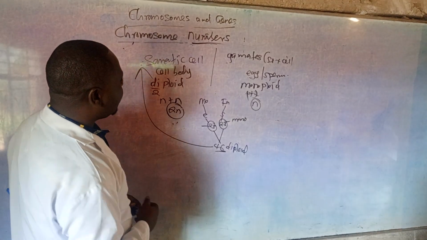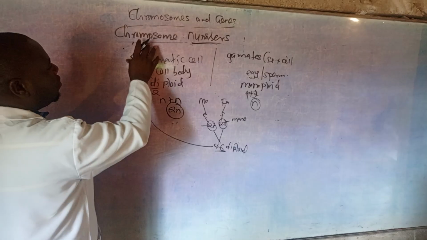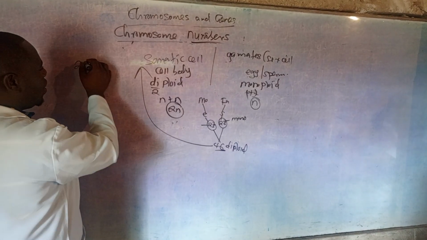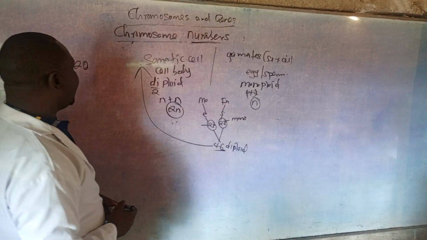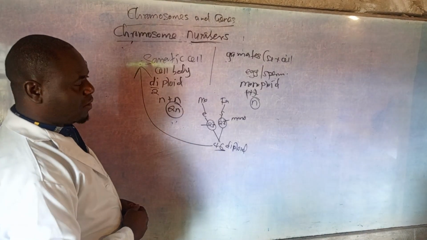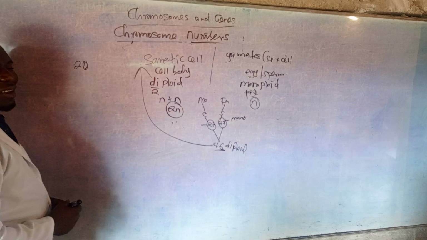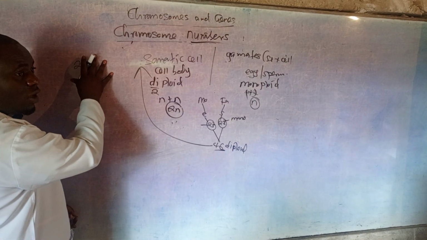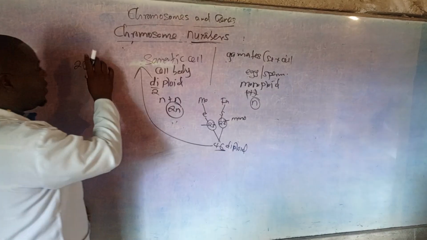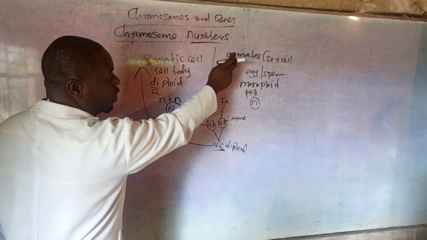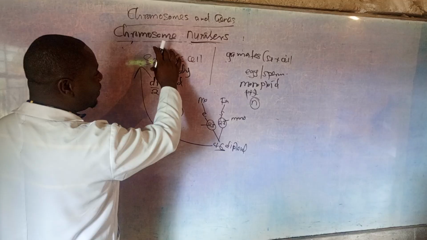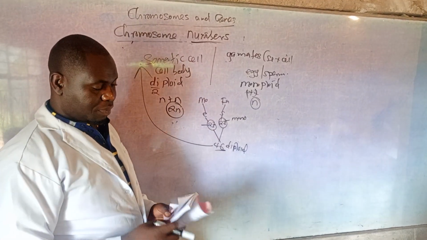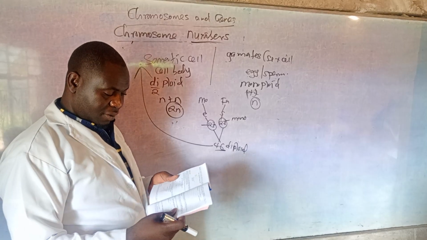Sometimes they can say the number of chromosomes in the somatic cell of this organism is 20. Can you find the number of chromosomes in each gamete? The gamete is 10, which means divide by 2. For the gamete it is half, and for somatic cells it is double. Don't forget this point.